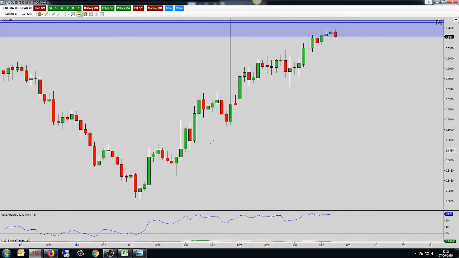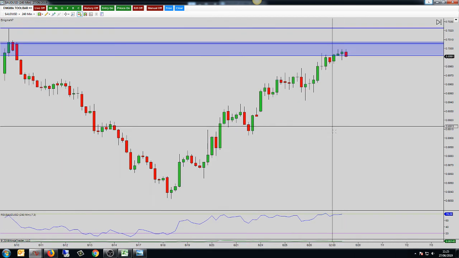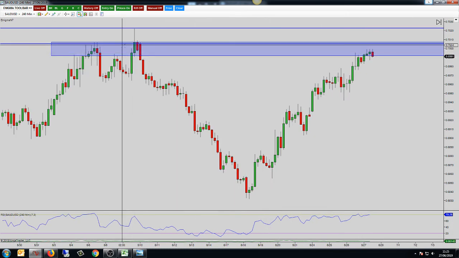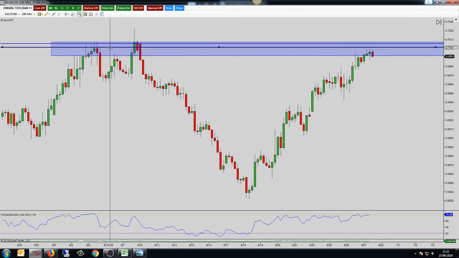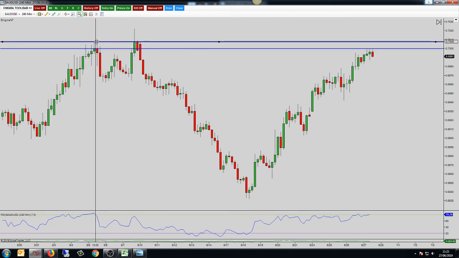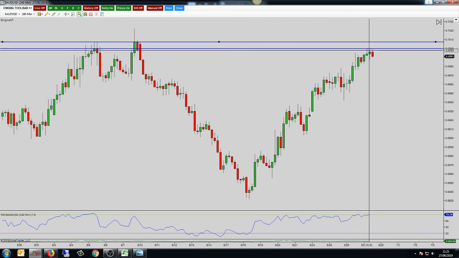If we go to the 60, we're just about to ping almost overbought, but we are still moving bullishly. Here on the 60, the wicks on this level is just here, and we've barely tapped them.